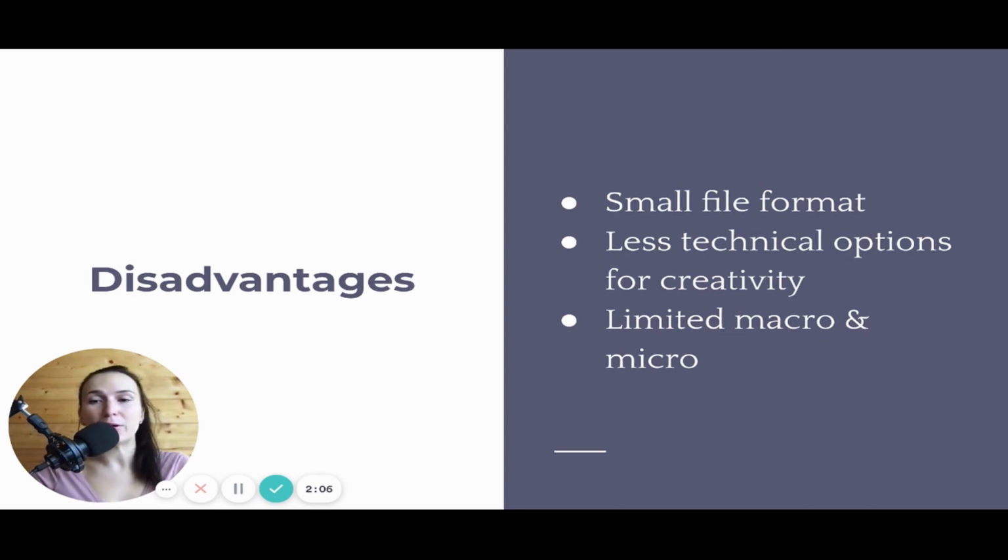And the disadvantages obviously are small file format, fewer technical options for creativity, and limited macro and micro. Obviously, you can sometimes buy extra lenses for the phone, but in general, if I'm going for that kind of shot, I would just use my usual lens. With this one, the whole point of phone photography is that it's portable. I don't have to have anything with me. I just grab my phone and make the photo.